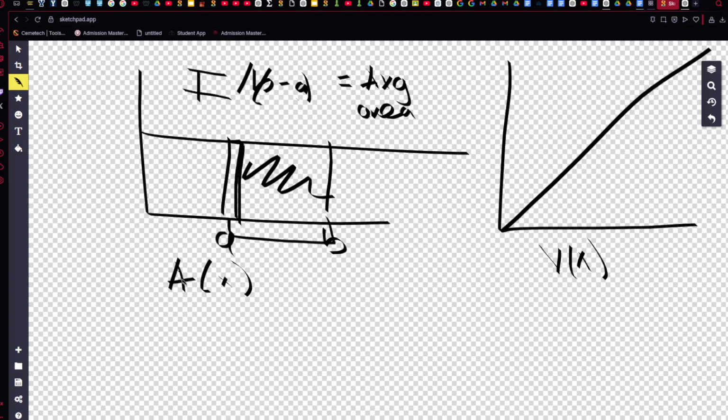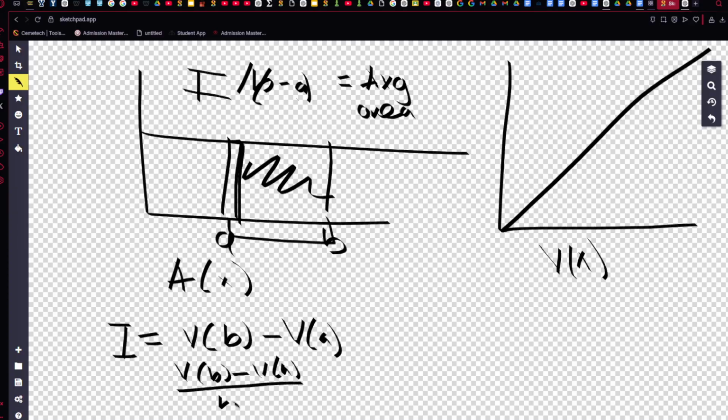Right, but the average area here, the integral, remember, is equal to the difference in the upper bound of the antiderivative minus the lower bound. So here we can rewrite this as v of b minus v of a over b minus a, which is equal to the average area. But guess what?